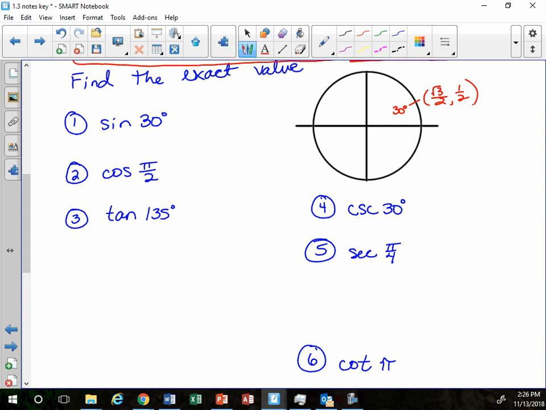Okay, so sine, we just wrote it up above. Is sine the x or the y? It's y. What is the y part of my coordinate? 1.5. Done with number 1.